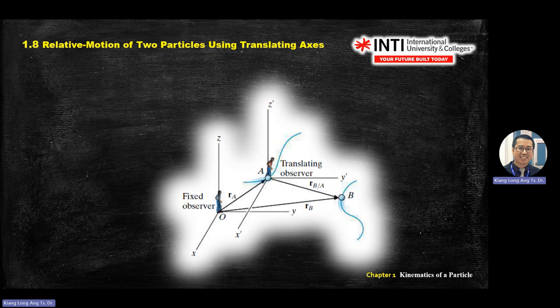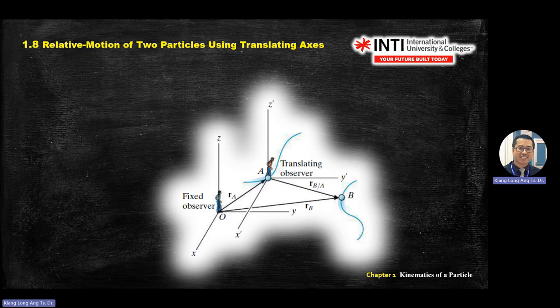Then you fix the object from where. So there are three items in the question. Identify the two moving objects, and the direction of the objects also, and the fixed observer over there. Then from the fixed observer, you establish the XYZ axis.